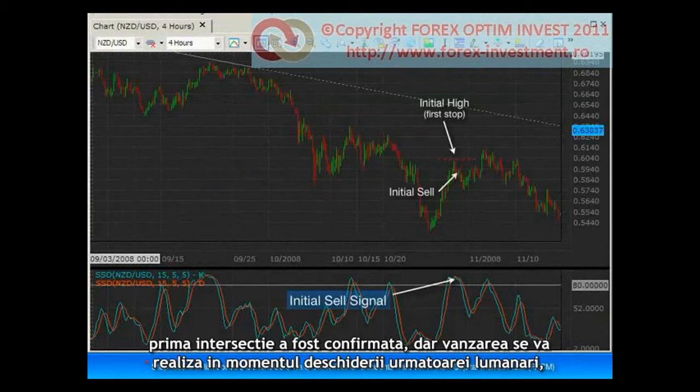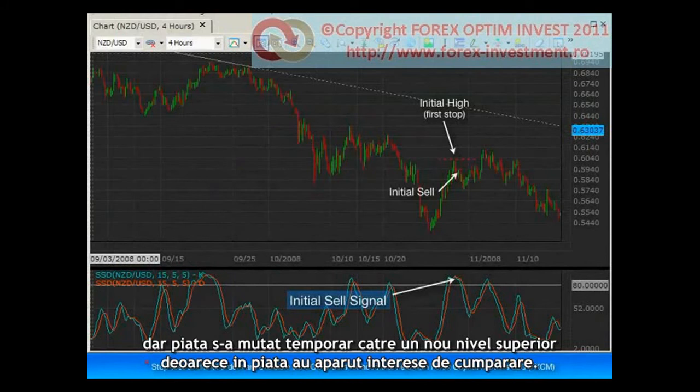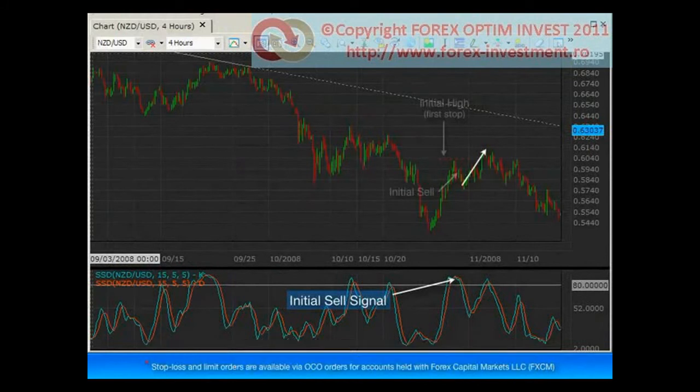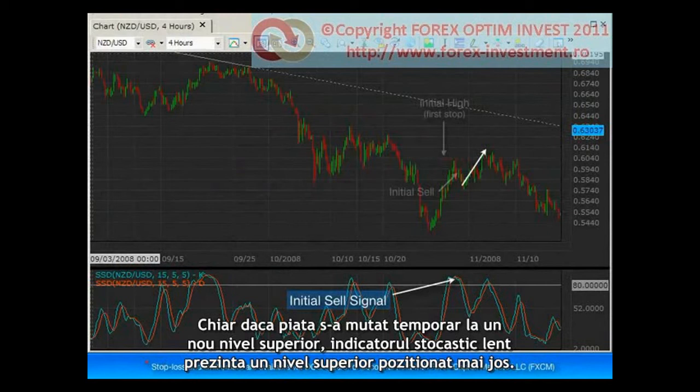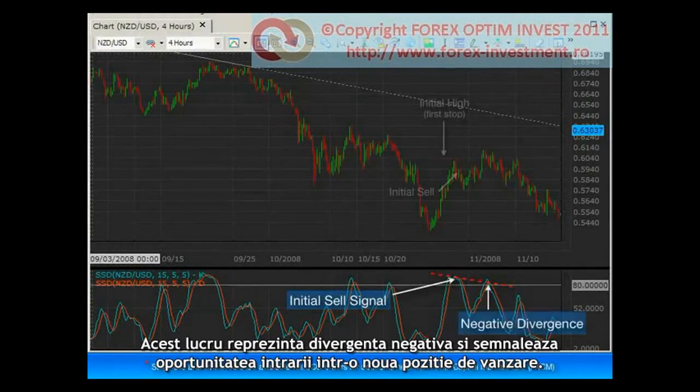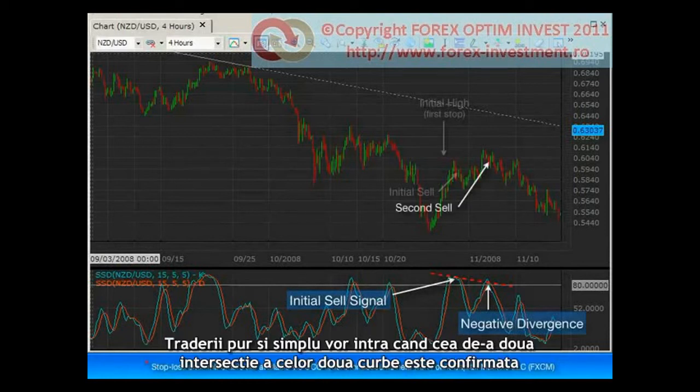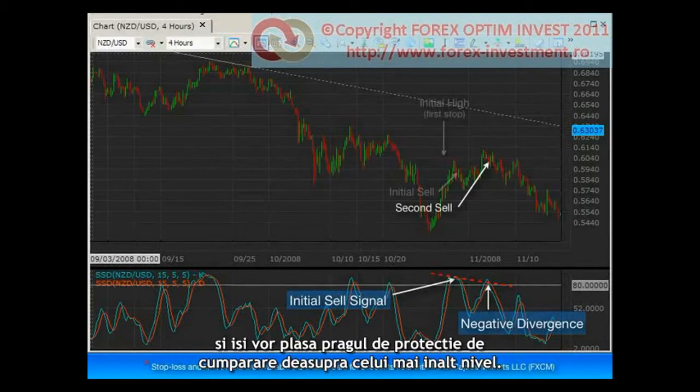The first crossover was confirmed with the sell being at the open of the next candle, but the market moved up to a new short-term high as buying interest came into the market. Although the market did move up to a new high, the slow stochastics printed a lower high. This is negative divergence and signals the opportunity to enter into a new sell position. Traders will simply enter as the second crossover is confirmed and place their protective buy stop above the higher high.